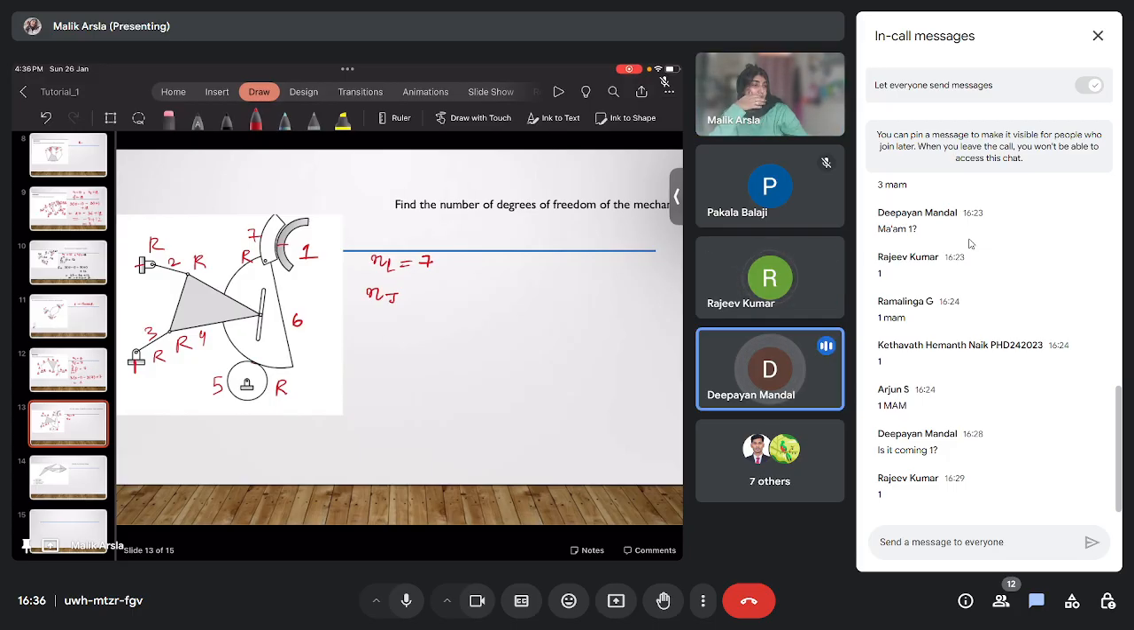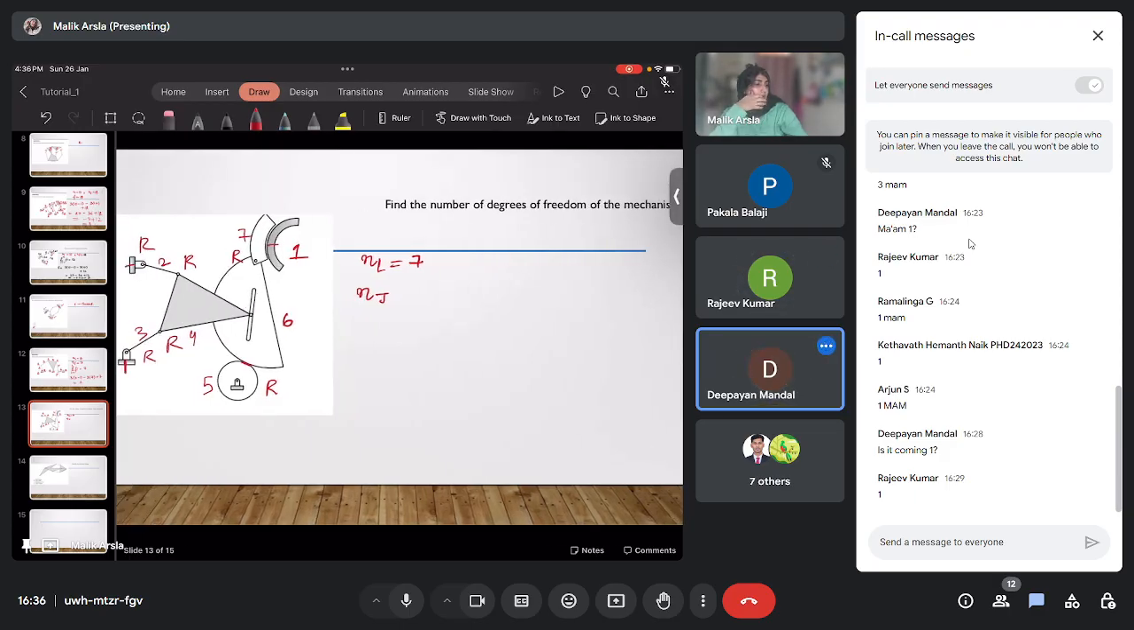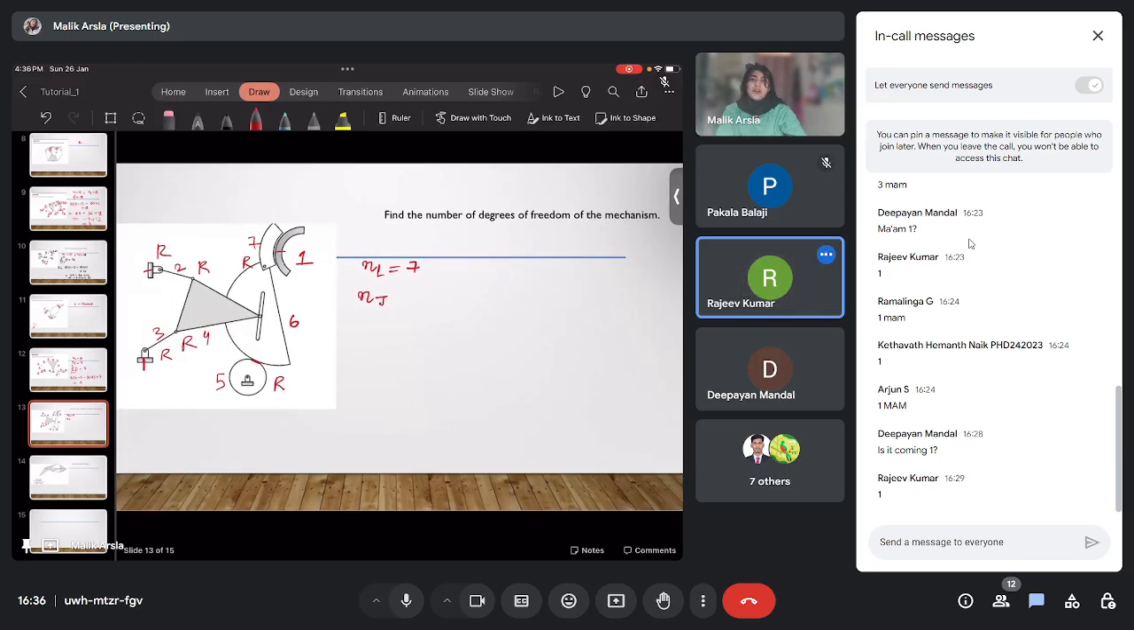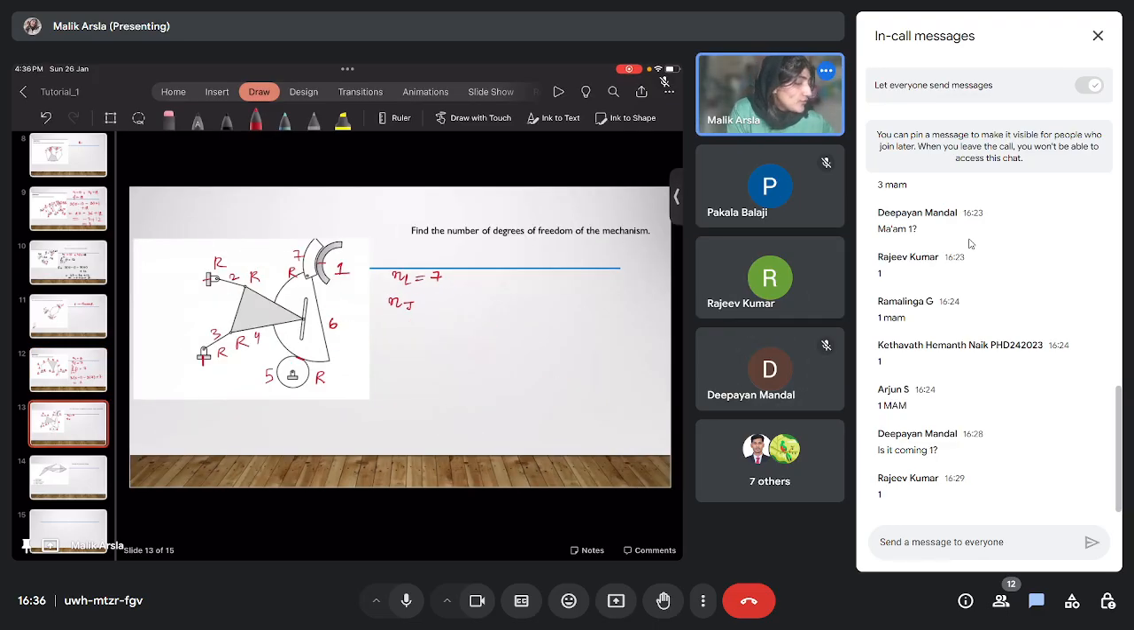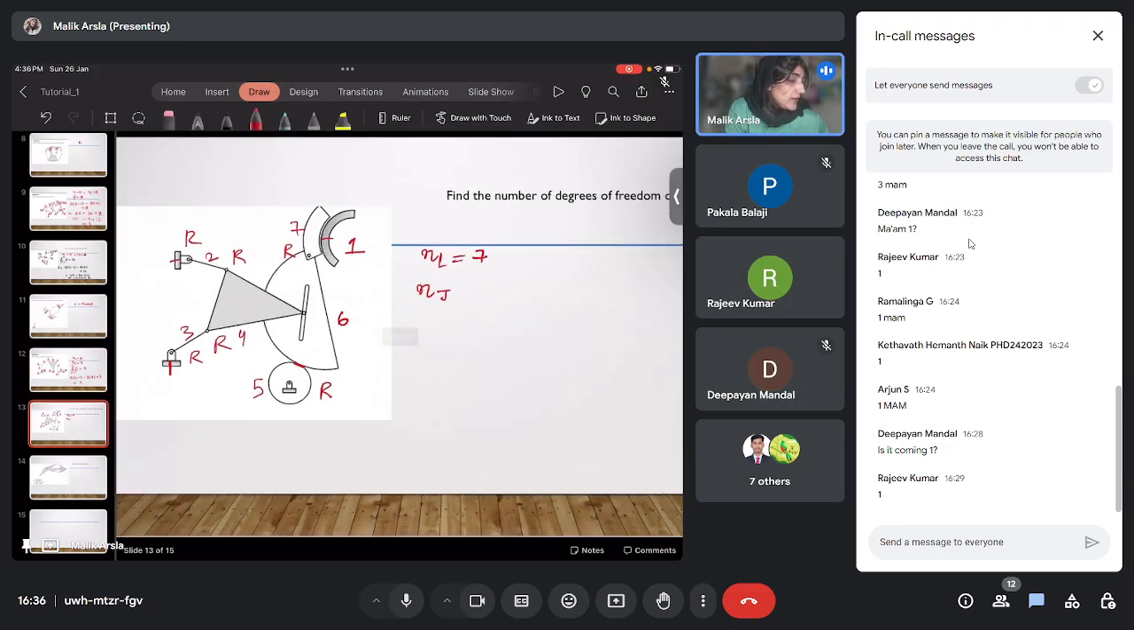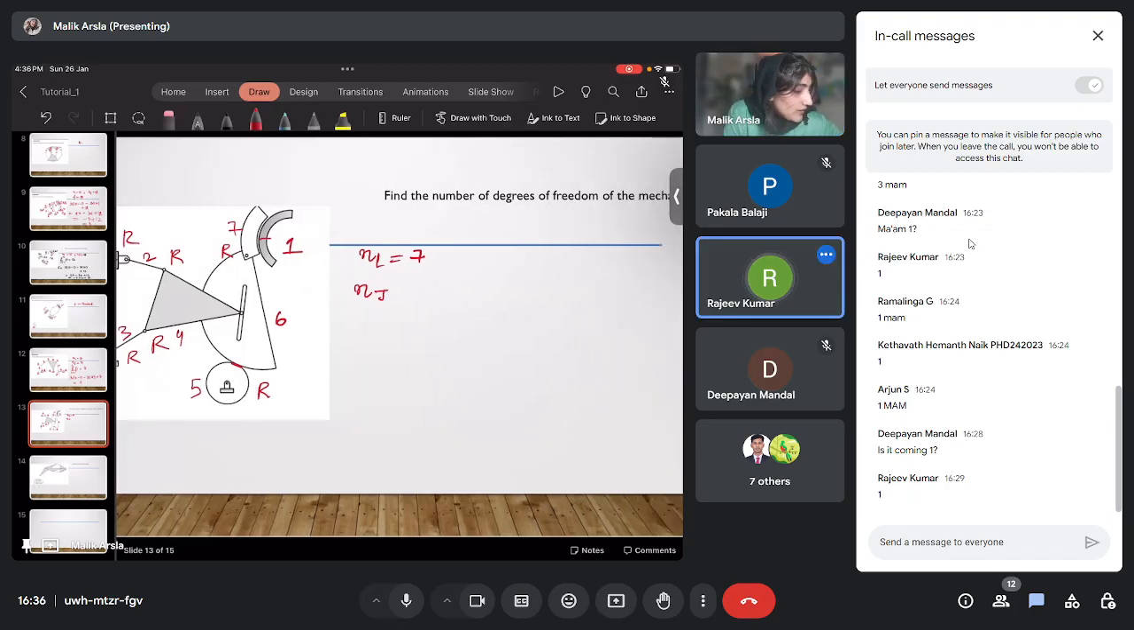Ma'am, is rolling without slipping mentioned in the question? I don't know if it was mentioned in the original problem. Let me check. Yeah, I'm sorry I did not mention it. You can treat the rolling contact to mean rolling without slipping. Sorry, I forgot to mention it. I thought it would be obvious, but anyway I should have mentioned it. And ma'am, one prismatic joint is here. Wait a minute.